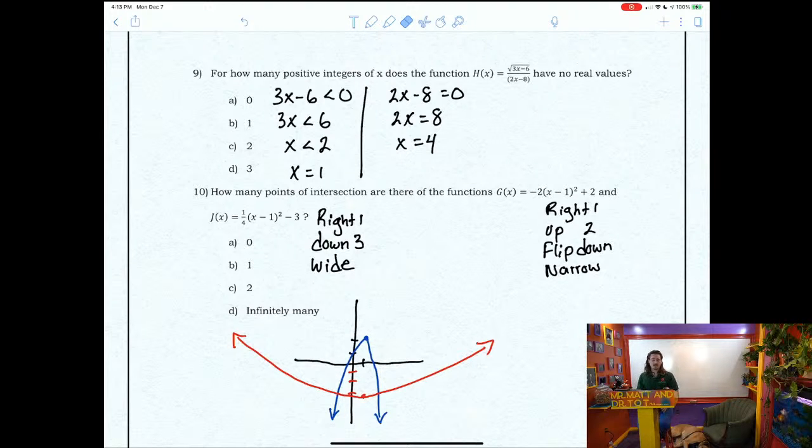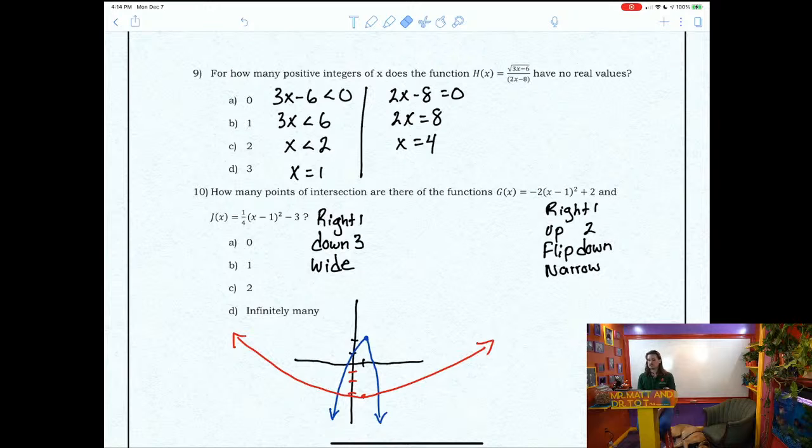It's just exactly how you would go about it algebraically if you had an equation. So 6 divided by 3 is positive 2. There's only one positive integer less than positive 2, and that's positive 1. So we have one integer so far from the numerator that would produce a non-real value.